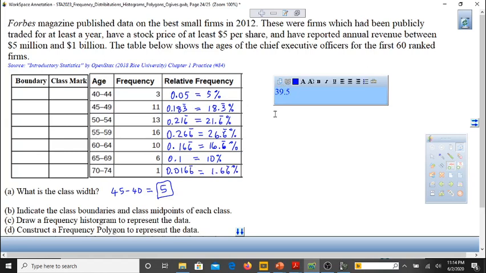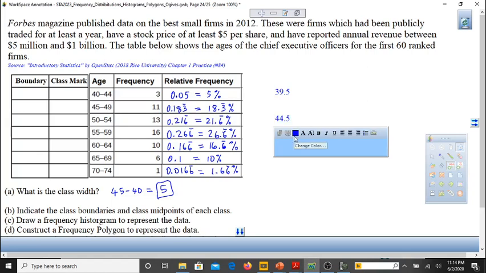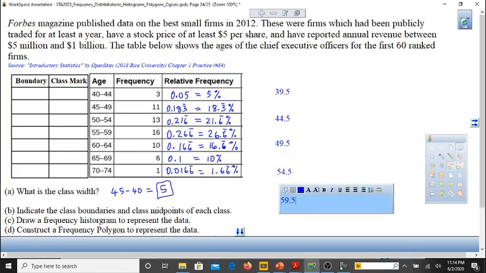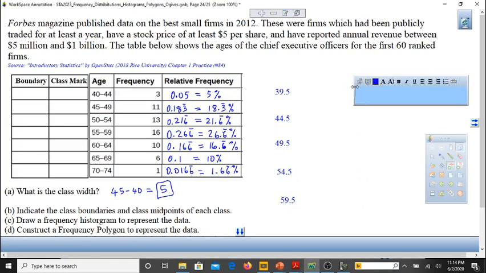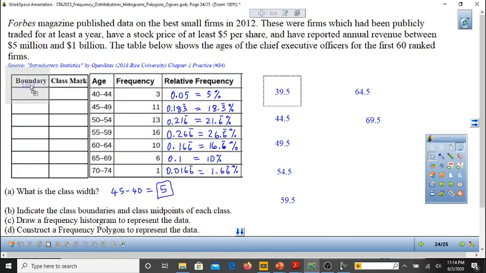39.5, and then 44.5, and then 49.5, and then 54.5, then 59.5, then 64.5. I'm just adding 5 each time. And then finally 69.5 is the last boundary I'll need to put in. And I can just put them in right there. And as you can see, those are the boundaries between one class and the next.